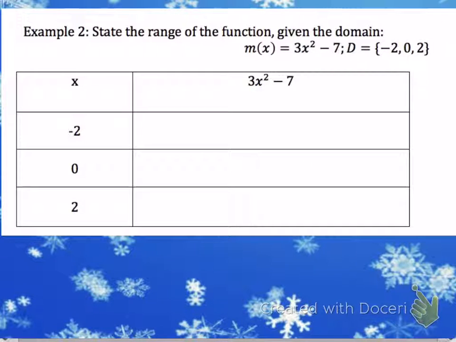So example 2, we're going to state the range of the function given the domain. Remember that the range is just a word for your outputs or your y values, and the domain is another word for the x's or your typical inputs. So we have a big statement here. This is read m of x is equal to 3x squared minus 7. And we're telling you that the domain, or the possible input or x values, are -2, 0, and 2. Those are the only domain values we're considering. X is your domain.